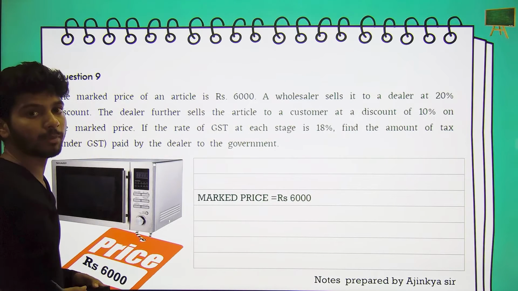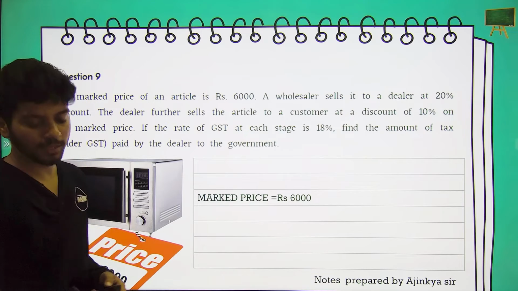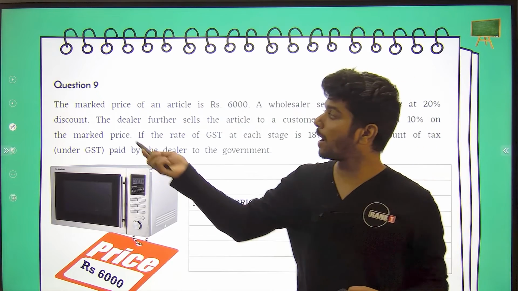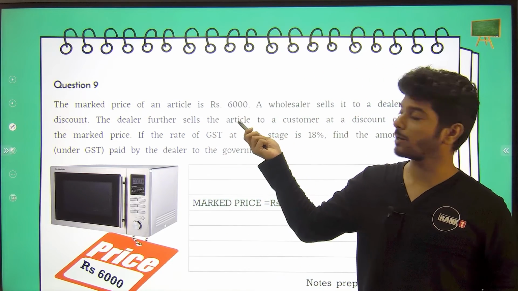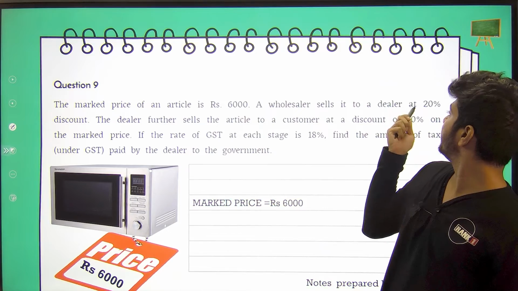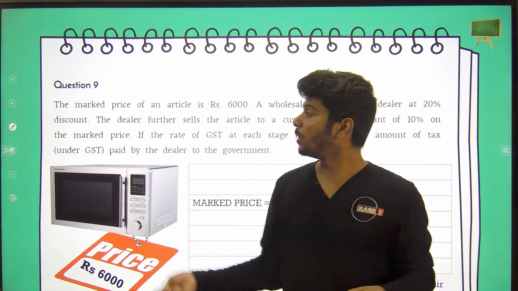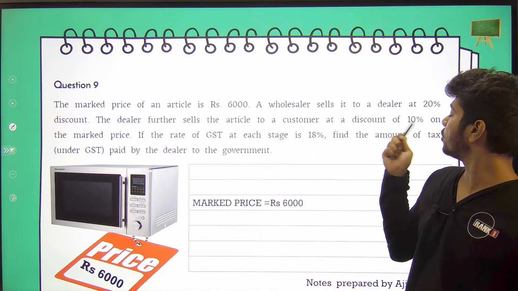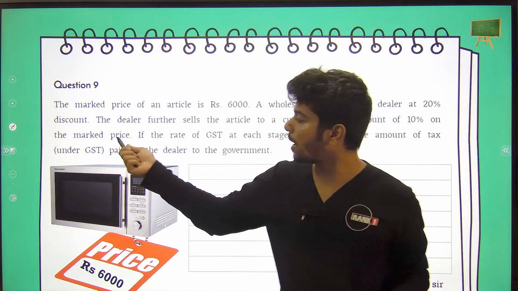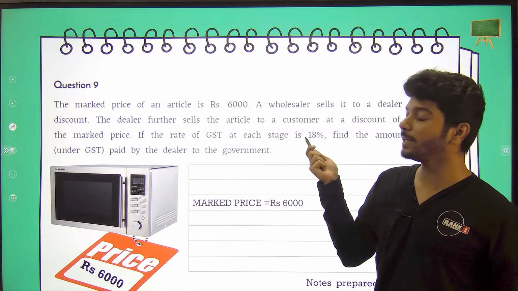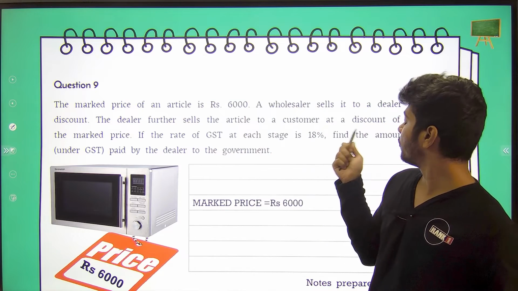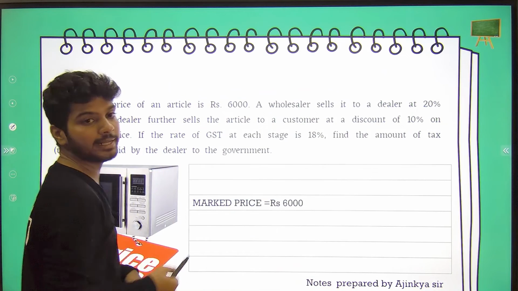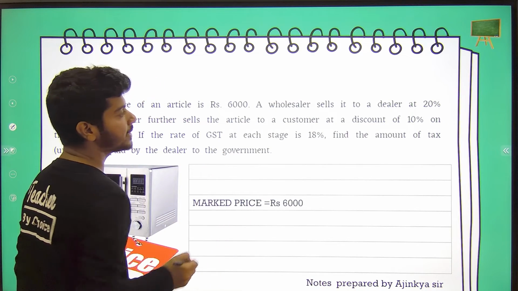Now let's see question number 9, what it says. The mark price of an article is rupees 6,000. A wholesaler sells it to the dealer at 20% discount. The dealer further sells the article to a customer at a discount of 10% on the mark price. If the rate of GST at each stage is 18%, find the amount of tax under GST paid by the dealer to the government. Try to understand this question.